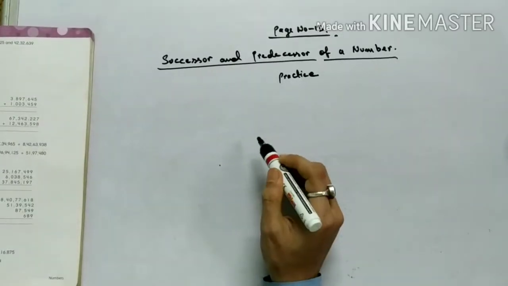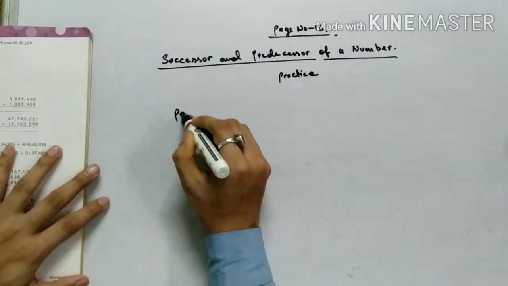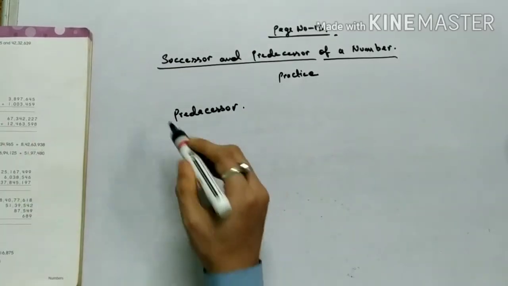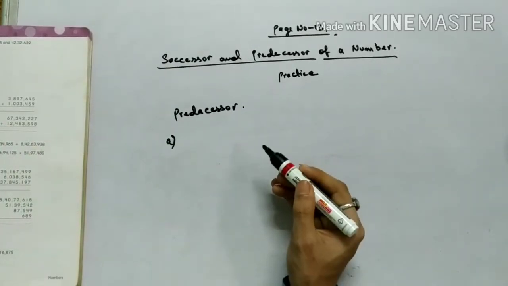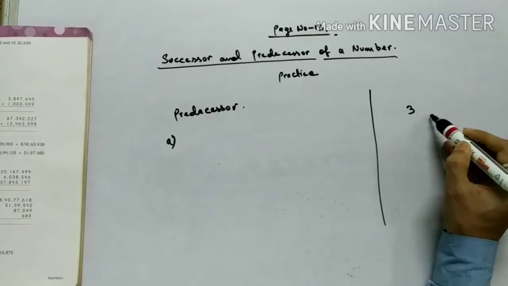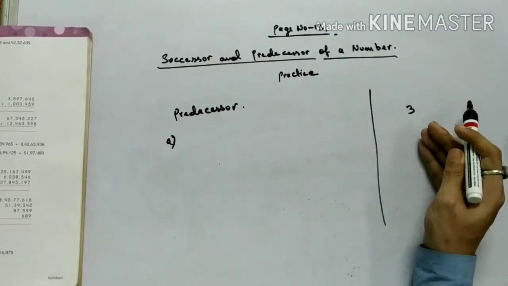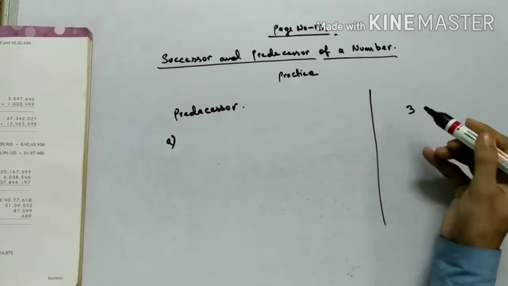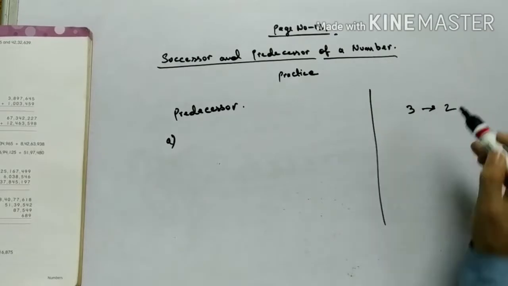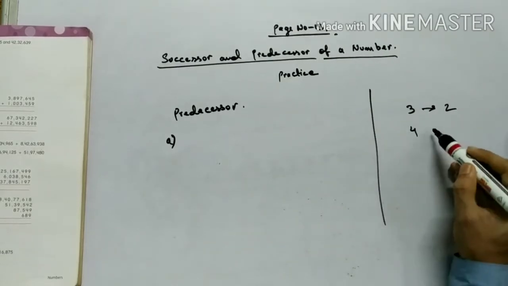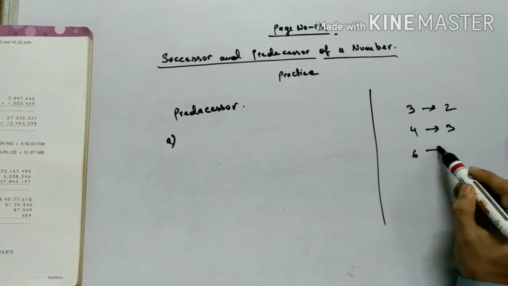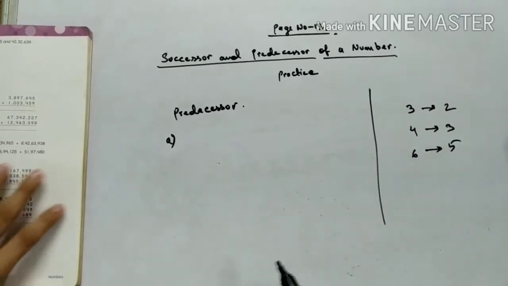And next it is predecessor. Okay, next it is predecessor. So let's say if I want to find the predecessor of a number. Predecessor means, for example, what is the predecessor of 3? That means what number comes before this number? What number comes before 3? It is 2. What is the predecessor of 4? Predecessor of 4 is 3. Predecessor of 6 is 5. What number comes before?